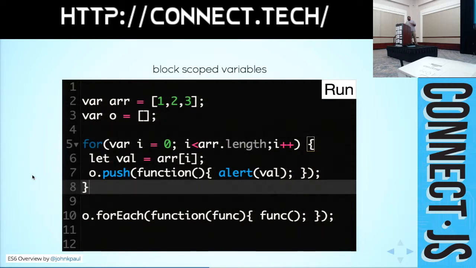Basically, this allows us to more easily reason about the scope of variables, because it's typically more obvious if we are thinking about the span of a curly brace instead of the span of a function as we're trying to debug. As you can see from this.